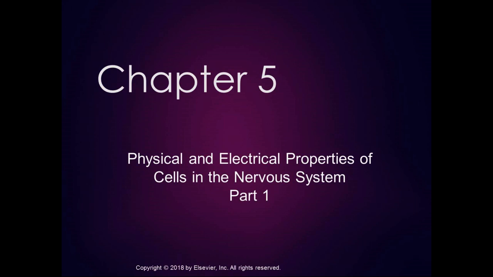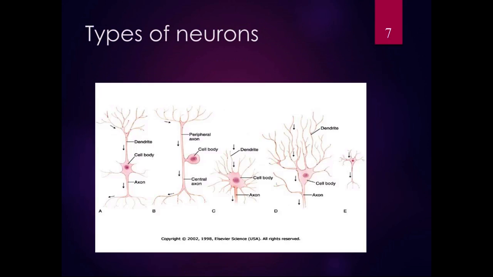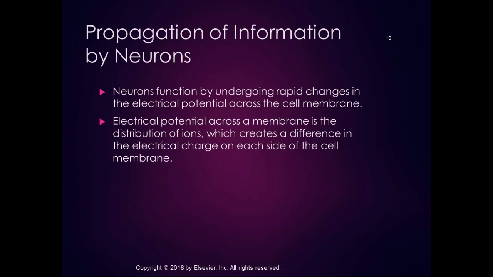All right, the second part of Chapter 5, we are going to start talking about the transmission of information by neurons. And this starts on page 10 of the first PowerPoint. So, neurons have to transmit information, and they have a unique ability to undergo rapid changes in electrical potential across the cell membrane. This is the key to a neuron's function. So they can undergo those rapid changes.